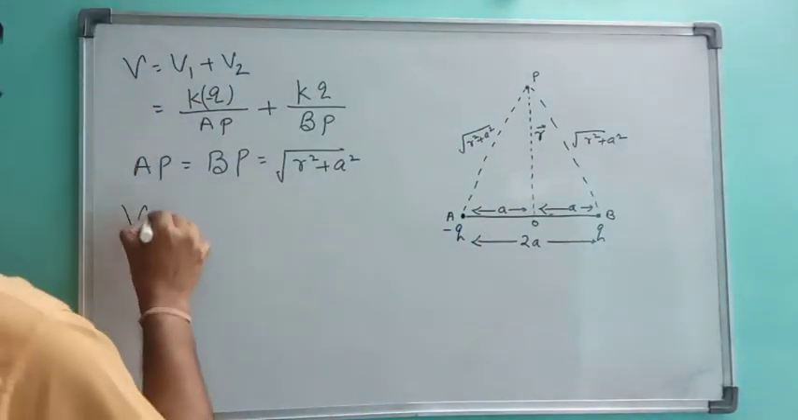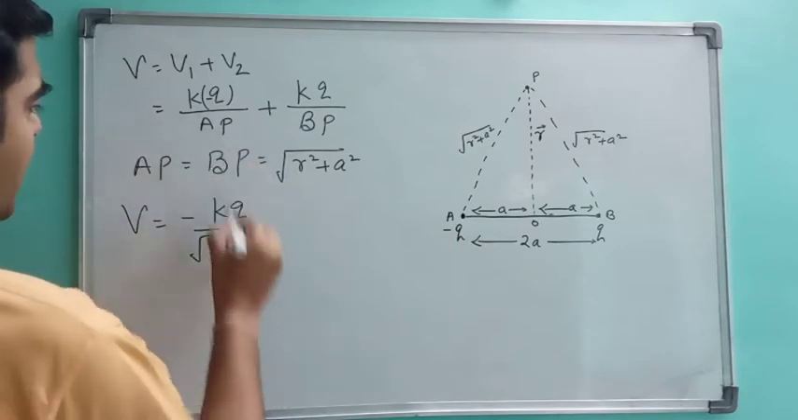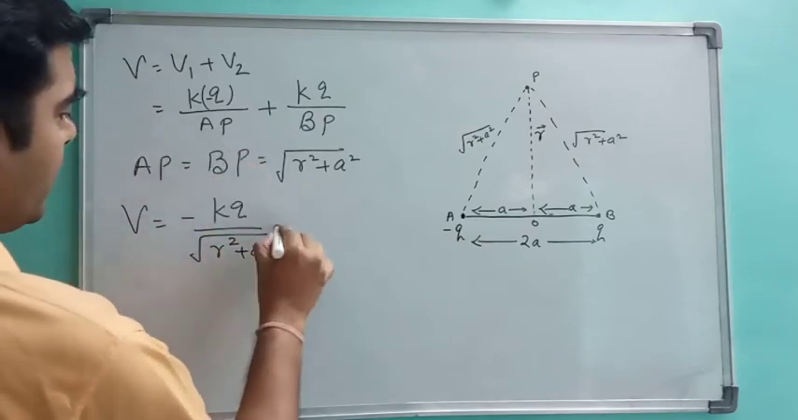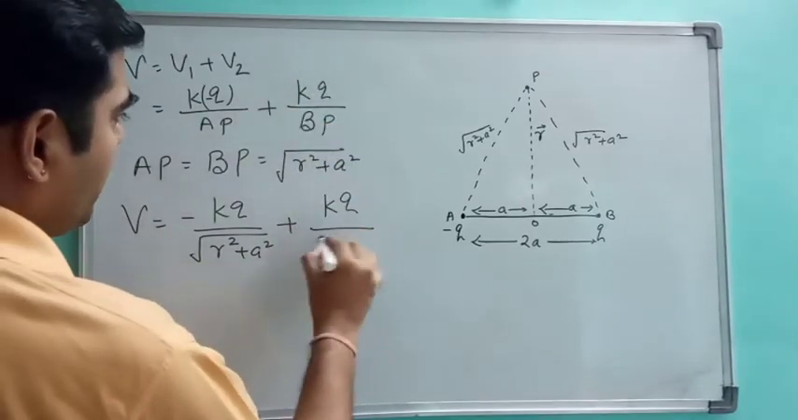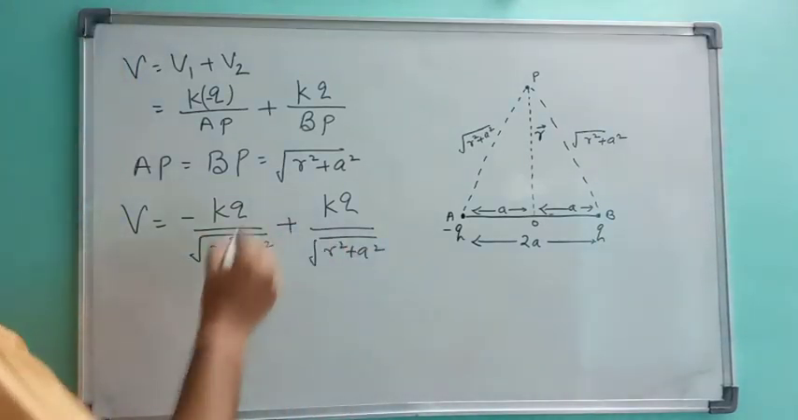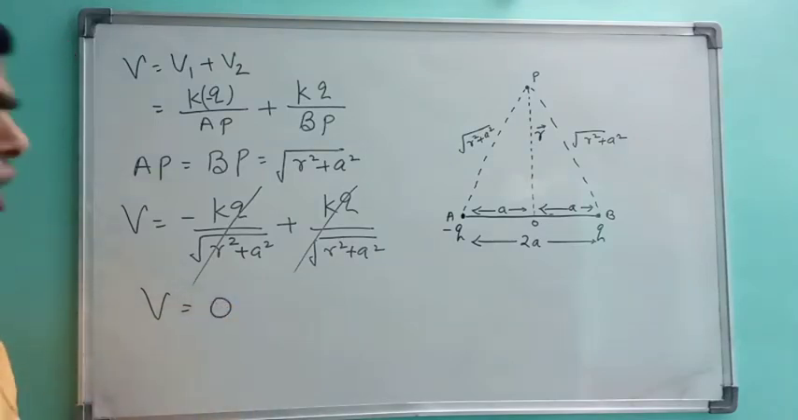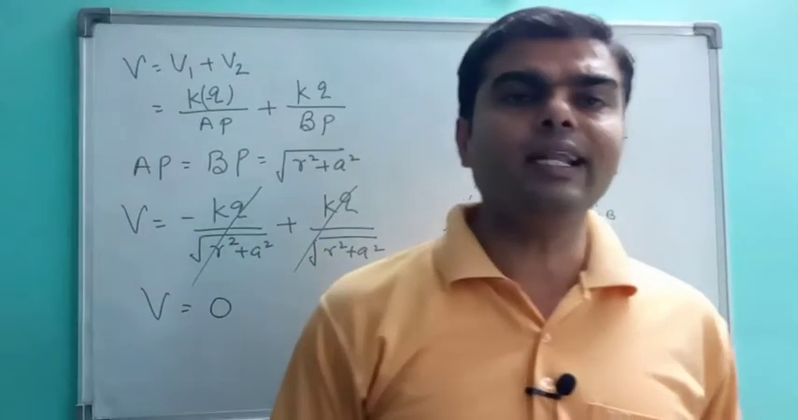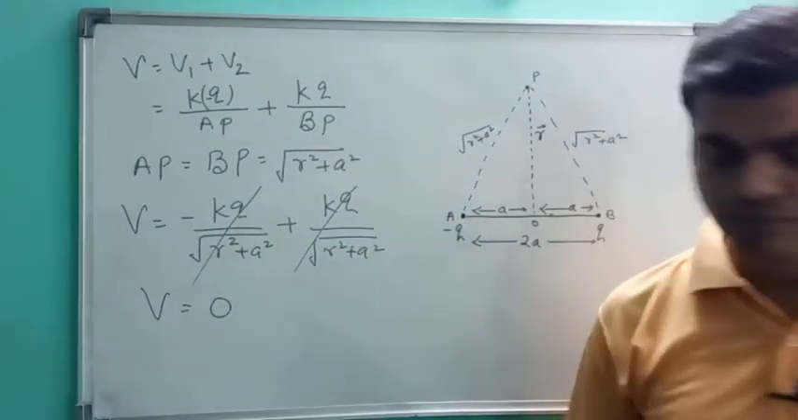So V is equal to minus KQ upon AP, replaced by R square plus A square, and KQ upon BP replaced by R square plus A square. Both are equal and opposite, so they cancel out. So the electrical potential on the equatorial line is 0. Okay, write down.